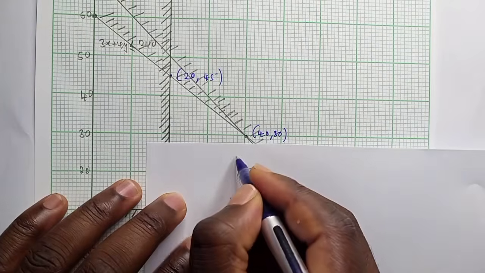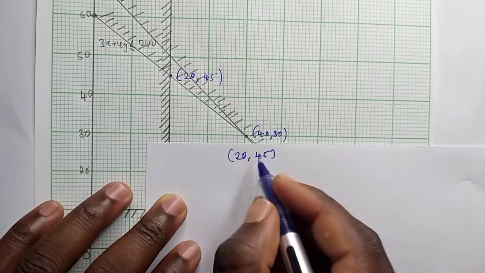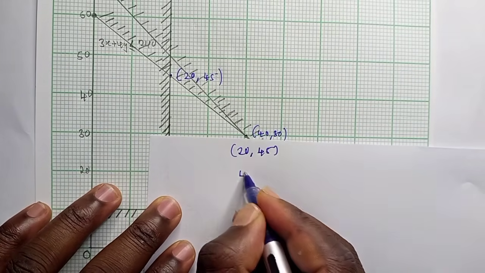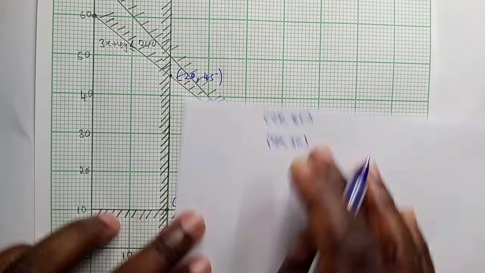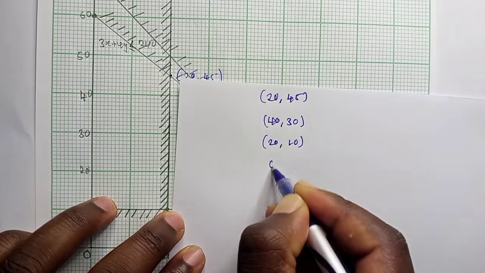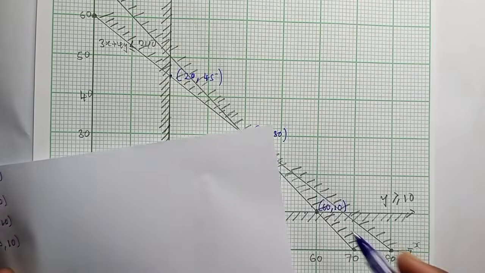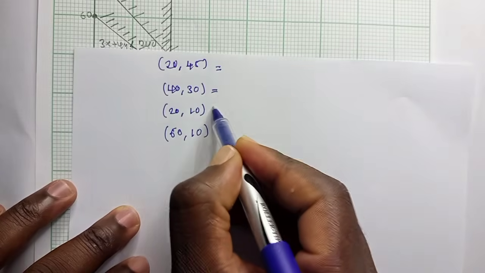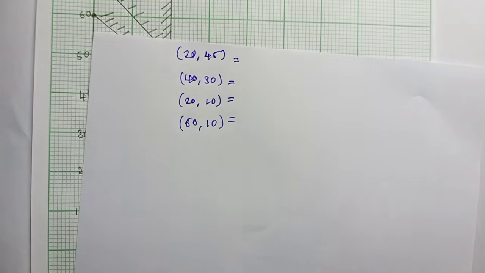So we have 20, 45. This one is 40, 30. This one here is 20, 10. And the last one, 60, 10. So now, these coordinates will help us answer the last 2 questions. So let's check the last 2 questions.